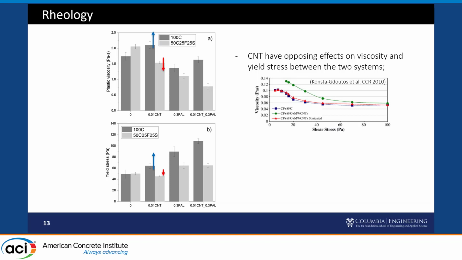And so taking those results, one thing that can be happening is that we're not sufficiently dispersing the CNTs. We followed the recommended protocol, but there can still be dispersion issues. So that's one thing that we are attributing this to. But in any case, we're seeing different effects between OPC and blending, and that's something to take note of.